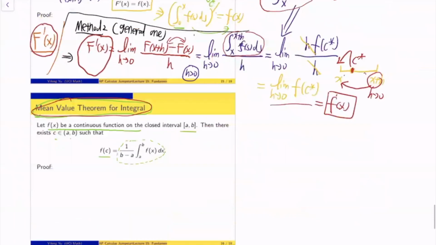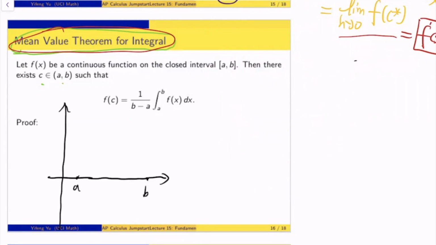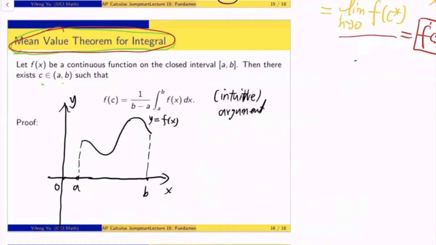All right. Now let's look at the mean value theorem for integrals and see why it's correct. Suppose our function is defined from a to b. This is a and this is b, and here is my function, y equals f(x). This is x, this is 0, and this is y. Let's first try to understand this by an intuitive argument and see why this is correct.